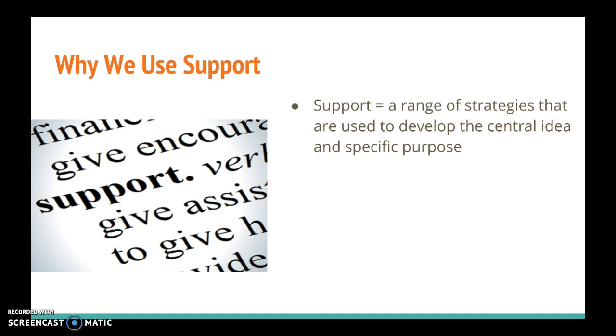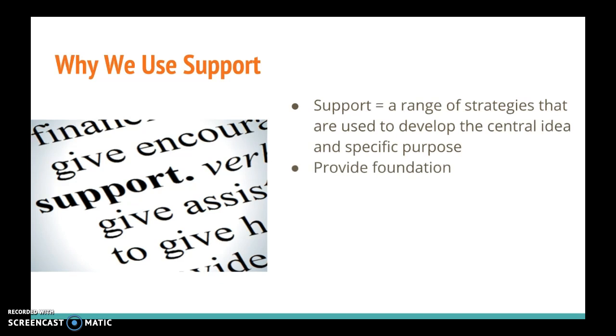First, it's always important for us to define our terms. Support is the range of strategies that are used to develop the central idea and specific purpose of a speech. Another word for support is evidence, and without this support, your speech is really just a lot of fluff. It's just you making assertions without anything to back you up.